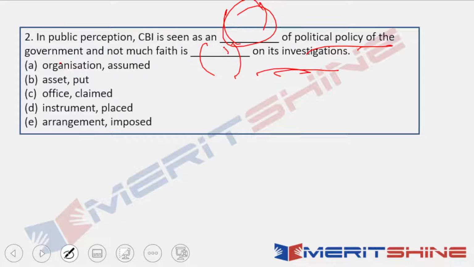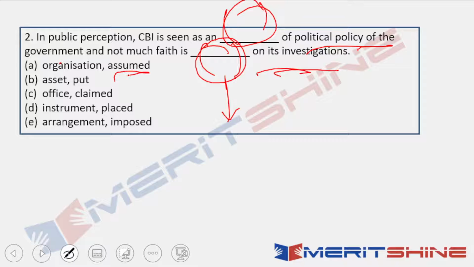If I look at this second blank, we are talking about a word which would mean that not much faith is kept on the investigations of CBI, right? So people do not believe in the investigation of CBI. That is the kind of meaning this blank is trying to make. That's why I said that you should read the whole sentence, because maybe in some cases the first blank would not give you clarity, but the second blank would give you more clarity, and that's what happened here.